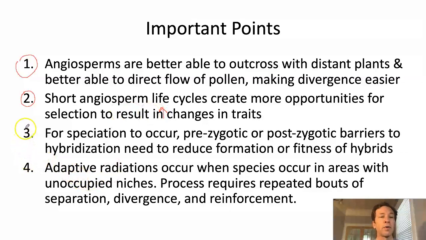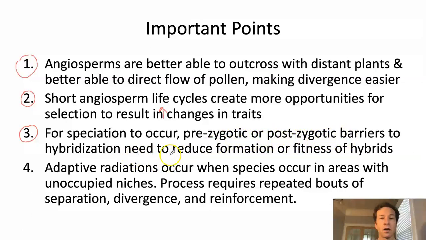And then third, we've talked a lot about different barriers to hybridization that would allow plants that have started to diverge in some traits to have ways such that they don't exchange pollen, or their pollen is not as successful in fertilizing ovules, or that ovules fertilized by foreign pollen are not good at either germinating or the offspring plants have low fitness. As a result, we have pre-zygotic and post-zygotic barriers to hybridization.